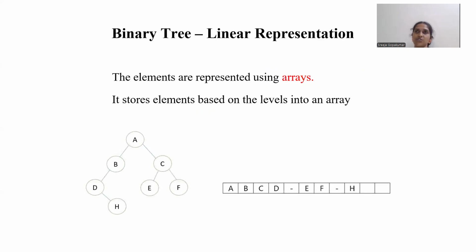So linear representation. The name itself represents it. It is a linear kind of representation, which means that we'll be using the array data structure to represent the binary tree. So the elements are represented using arrays. We have one example tree, and we can convert this example tree into a linear representation. How will we represent it? According to level order.